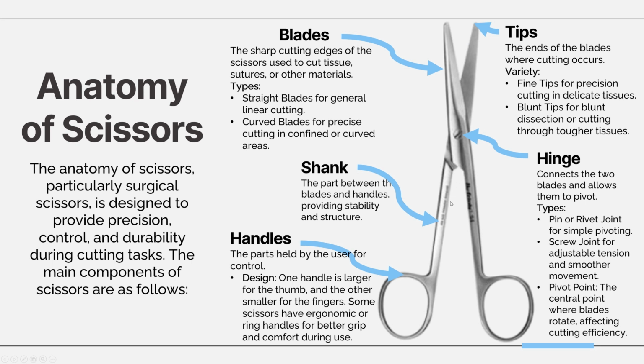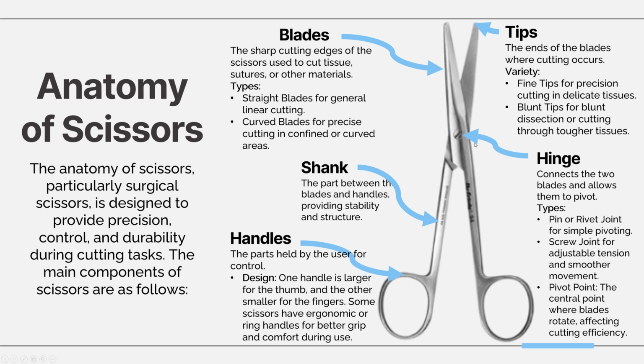Then we have the shanks, which are these long handles here. As you can see, these ones here. Sorry, they're the long part of the scissors or any other handheld surgical instrument that are between the blades and handles. So section between blades and handles, they affect reach and balance. Longer shanks allow deeper access. Shorter are for more precision.